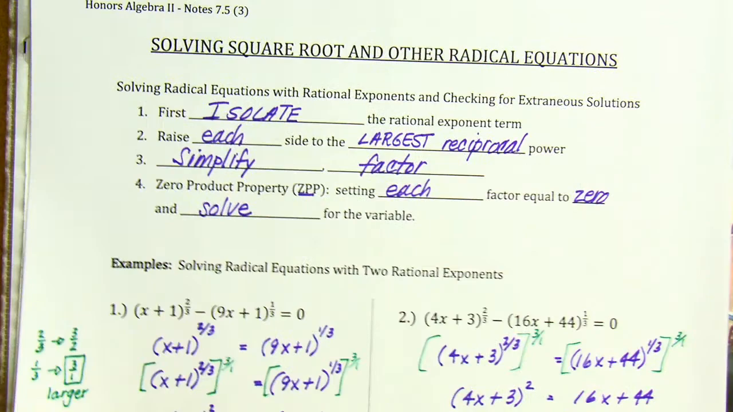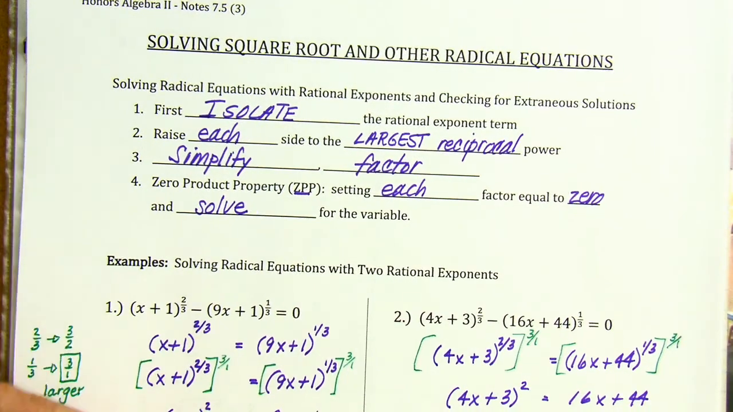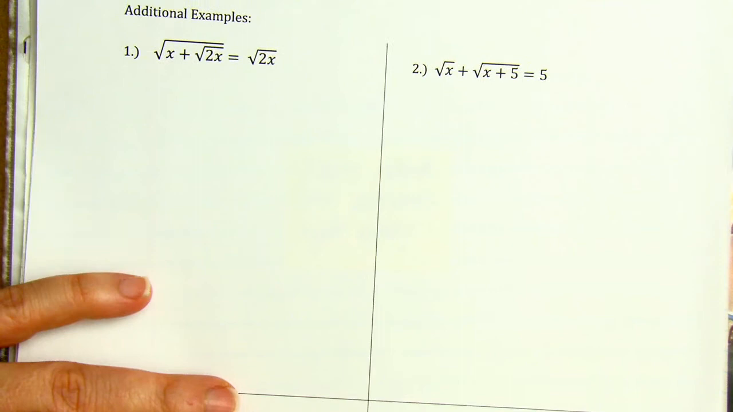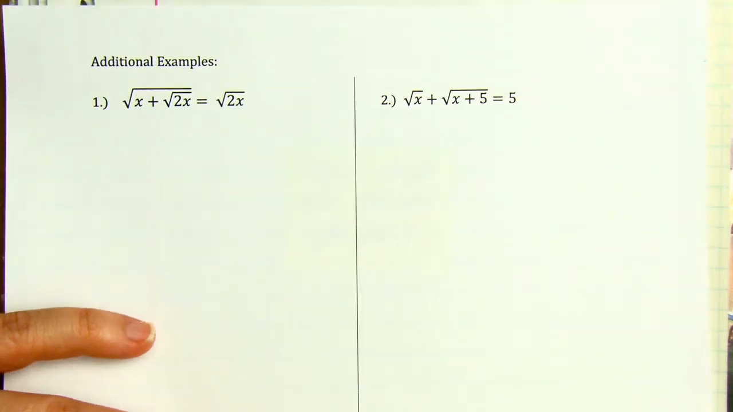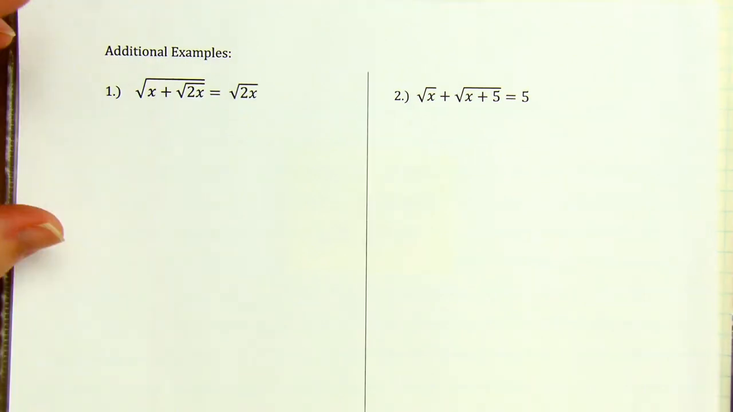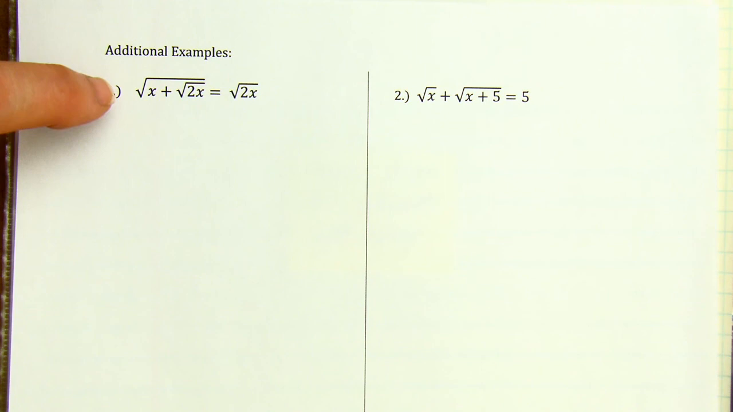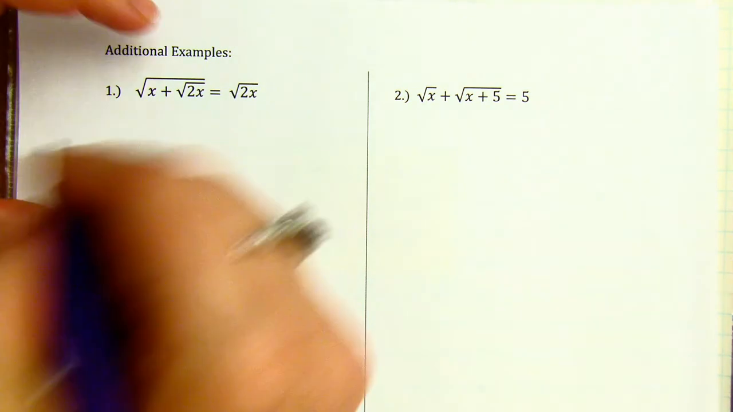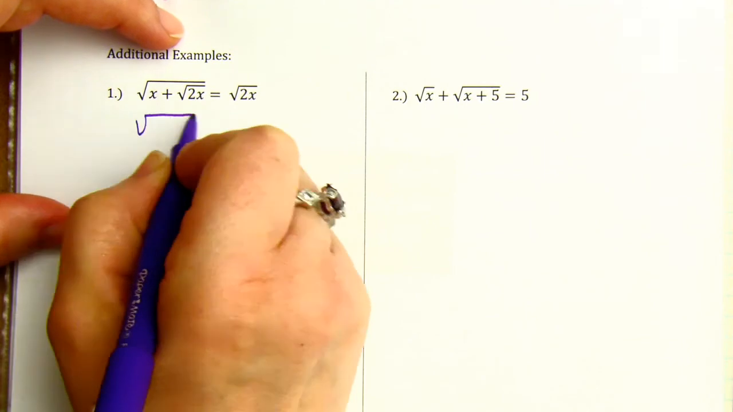All right, slide 2. Additional examples. Now we see radicals inside radicals, but that's okay. Don't let it scare you. I do have one of the radicals isolated already. So I'm going to get rid of the radical symbol around the outside. I'm simply going to square it. So I'm going to copy the problem down.